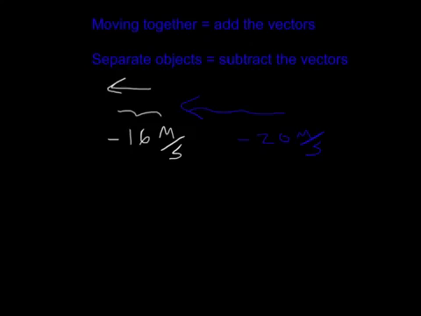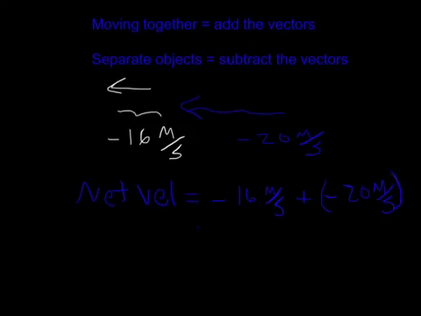So, well, what's the velocity? Well, in this case, the net velocity is going to equal, remember, when they're moving together, when one thing is moving under the influence of another object, we're going to add the vectors. And since this one is going to help this one move, we're just going to add them, and what we're going to get is negative 16 meters per second plus negative 20 meters per second, which means that bird is flying at negative 36 meters per second.